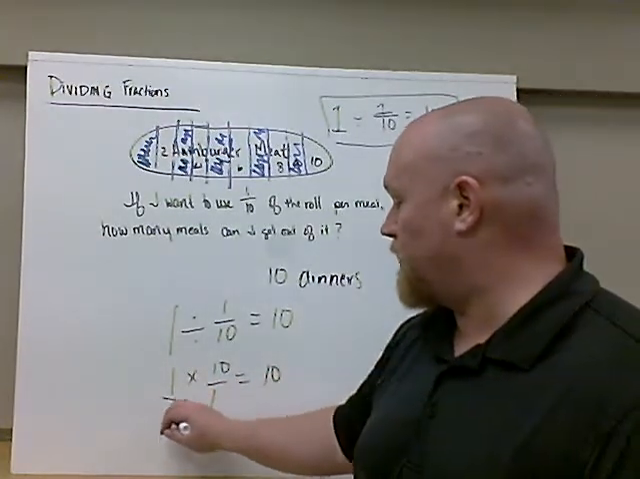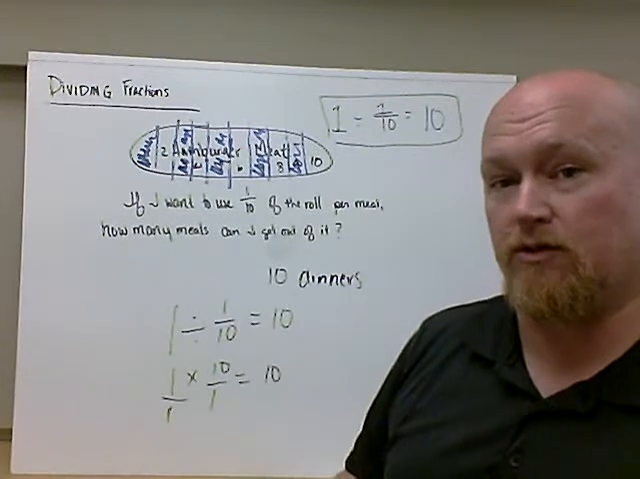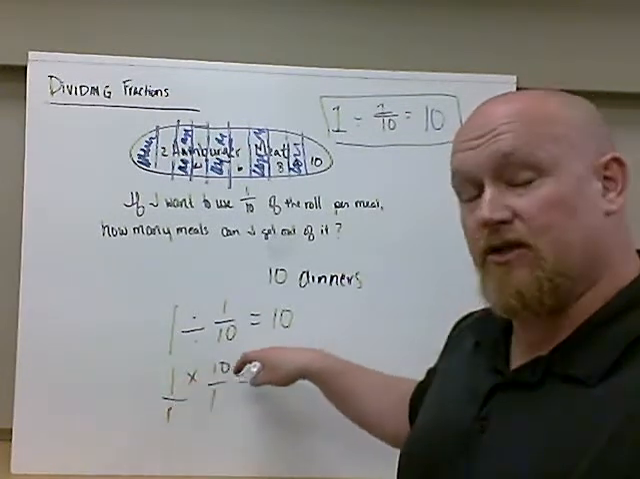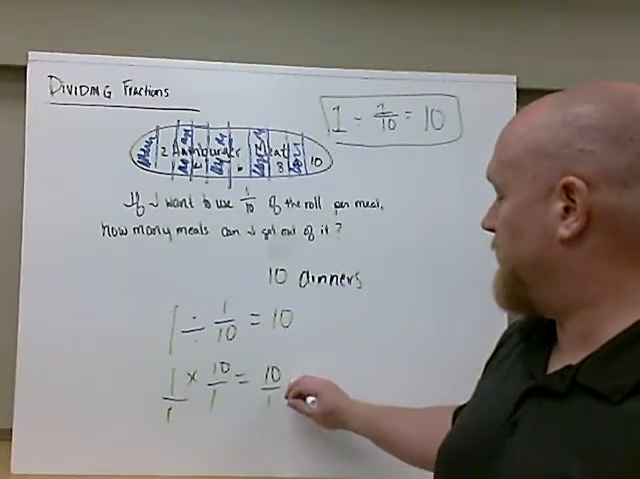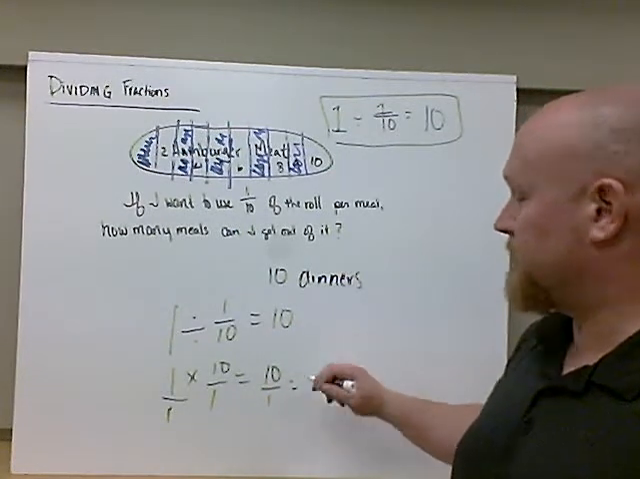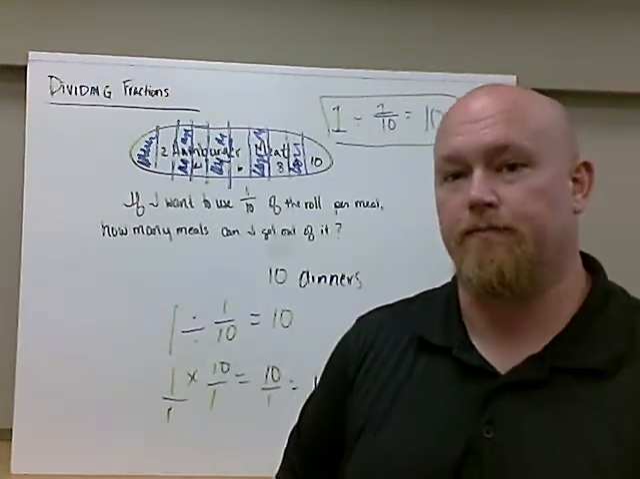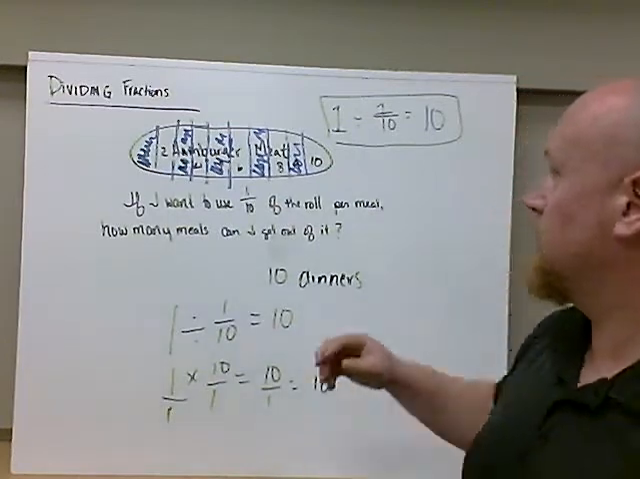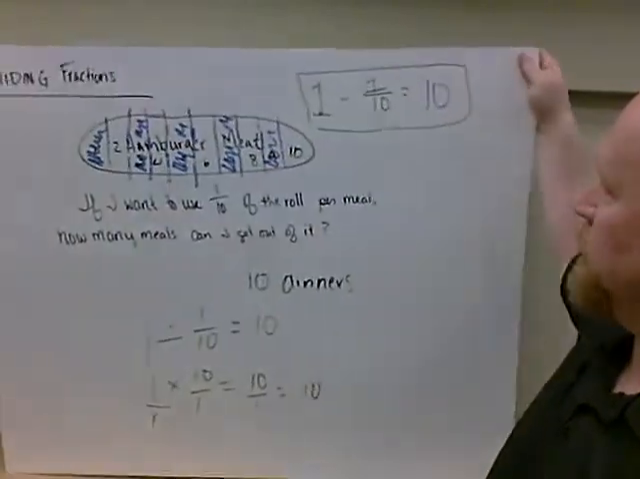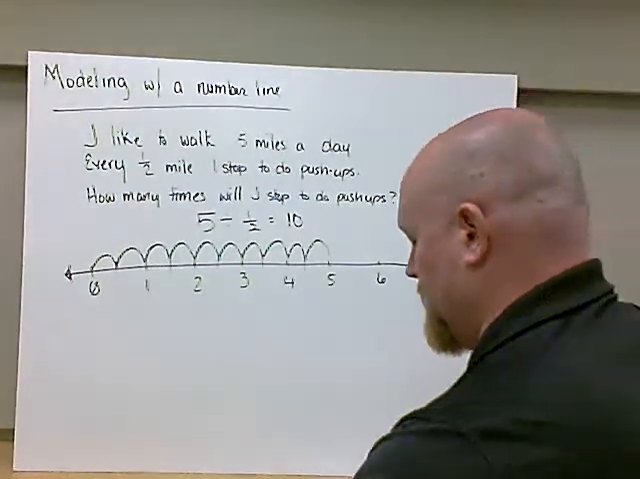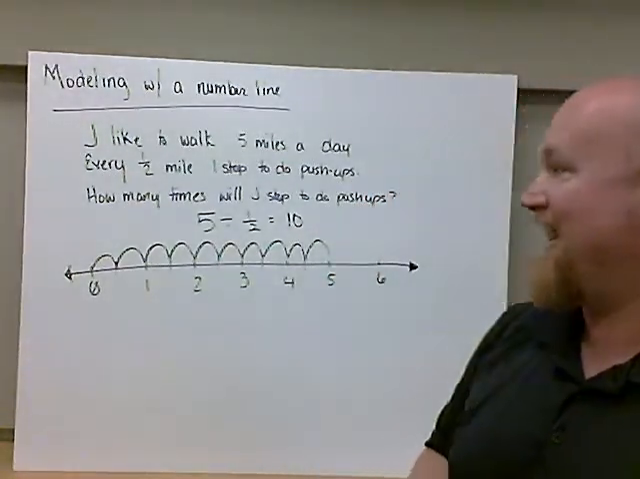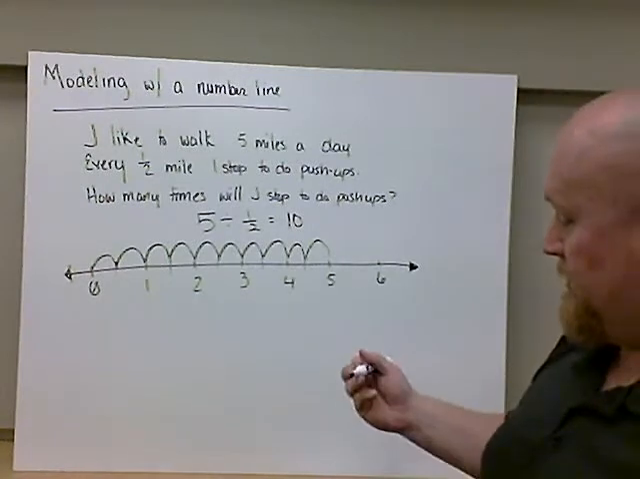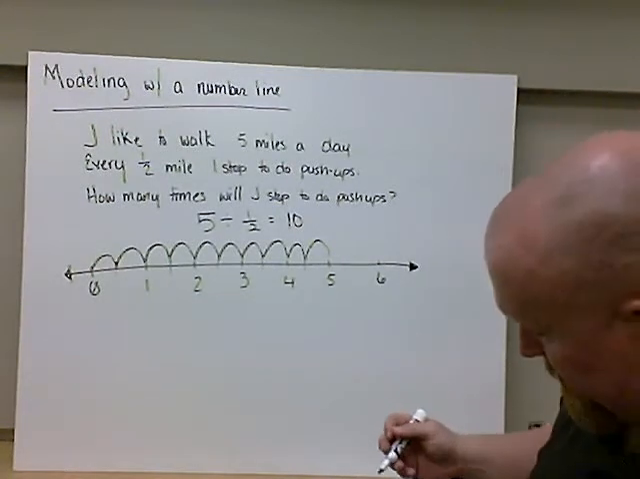If we put 1 over 1 to make a fraction, we know that fractionally, numerators times numerators and denominators times denominators would give us 10 over 1. 10 over 1 is 10. So there's our proof. Now, let's look at the next one we did. That was the one dealing with going on a walk and doing push-ups. 5 divided by 1/2. Shockingly, that one came out to be 10.